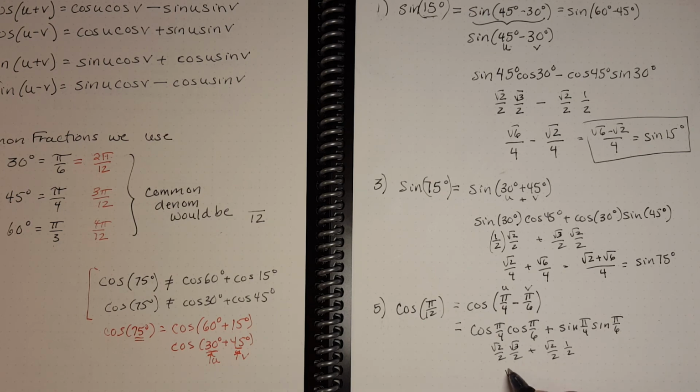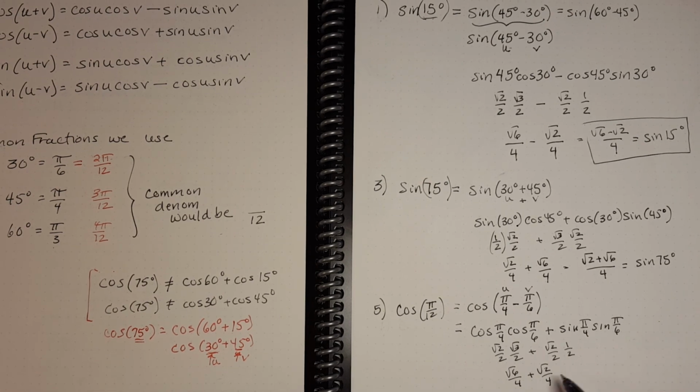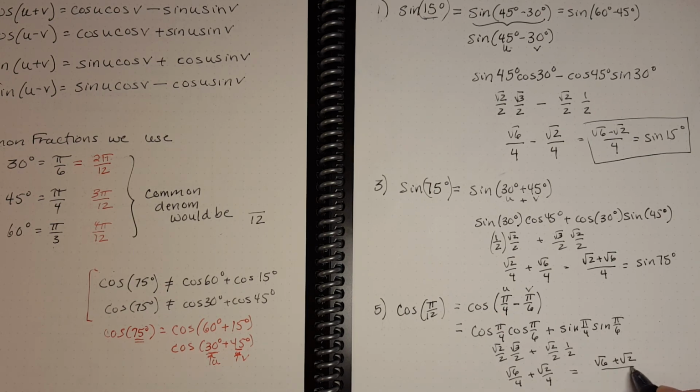And so we get root 6 over 4 plus root 2 over 4. And so the cosine of pi over 12, common denominators here, I can add these fractions, is equal to root 6 plus root 2 over 4. And that's the cosine of pi over 12.